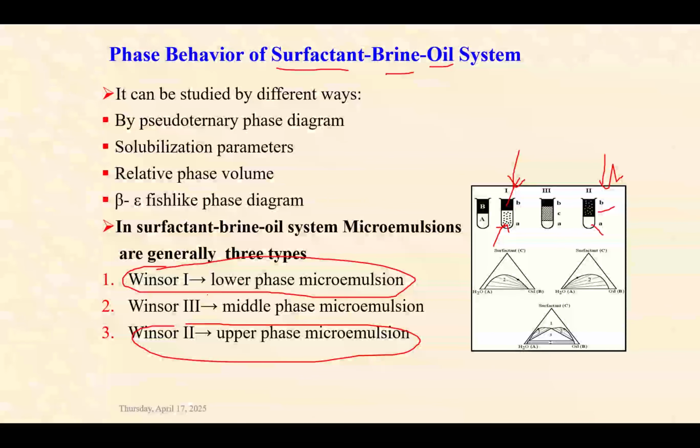And there is another type, known as Winsor type 3, or middle phase microemulsion. So here you will get excess oil and excess water at the bottom, and this microemulsion in the middle. This particular type 3 microemulsion is very useful for enhanced oil recovery. You can see that on one side it is oil and on the other side it is water. So it has miscibility with both the oil and water, and provides an ultra low tension.